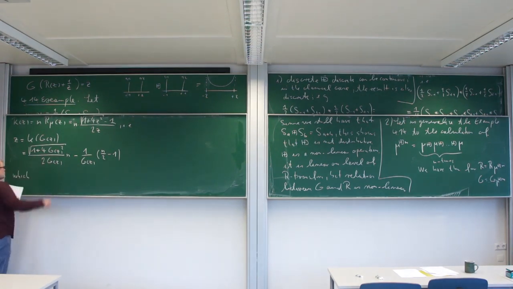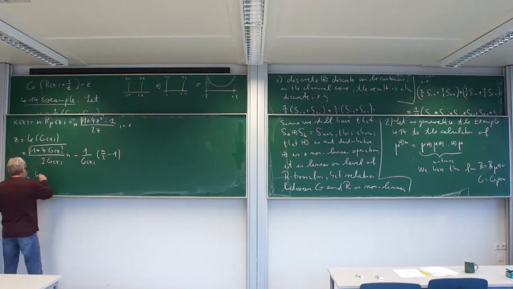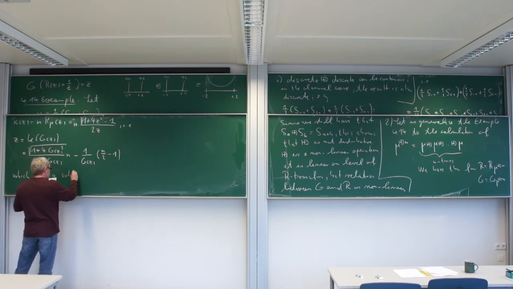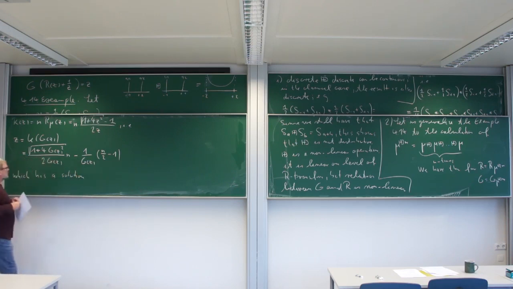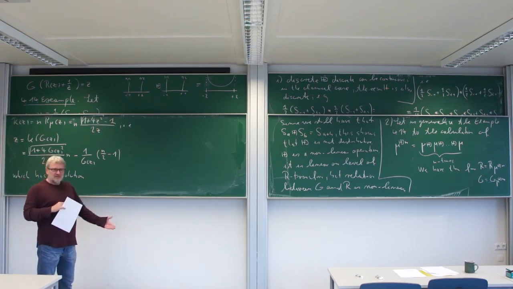I'm not going to show the steps, but I'm just giving you the solution. And again, of course, a quadratic equation has 2 solutions, but of course we choose the right one, which has the right behavior at infinity. It must behave like 1 over z.